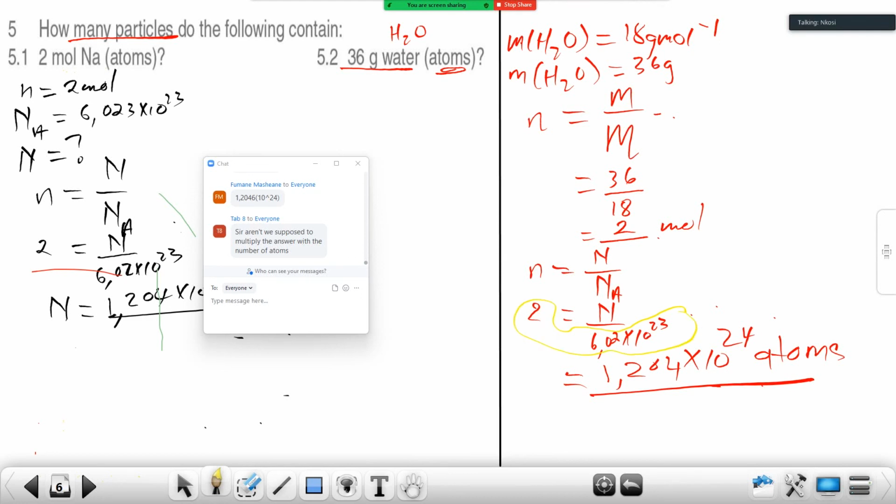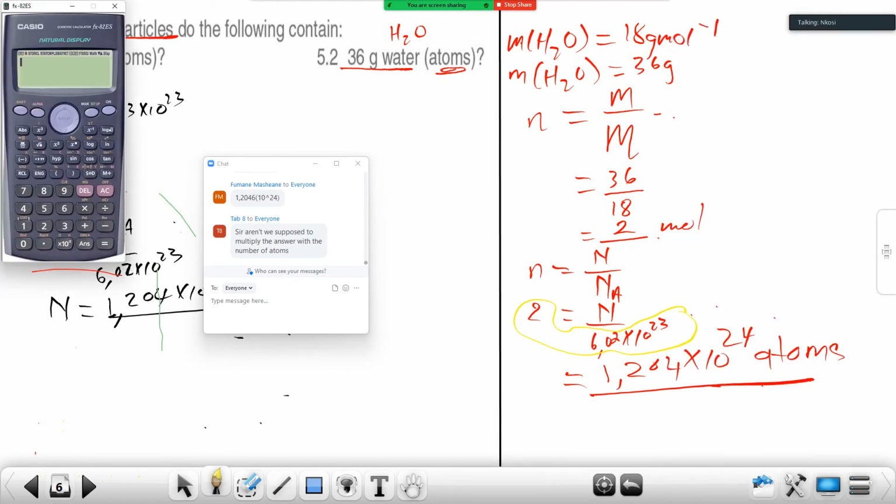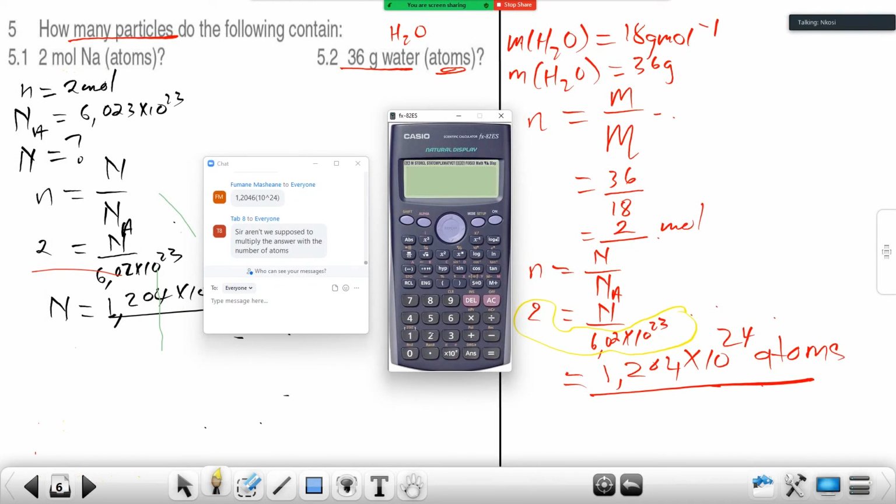Hence, I took out my calculator if you are checking. So if I took out my calculator, basically what did I do? It's 2 for the number of moles. We multiply now by the Avogadro number, which is 6,023 exponent 23. Then we get our final answer.